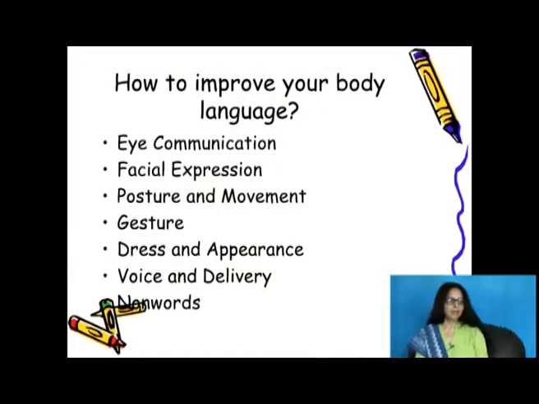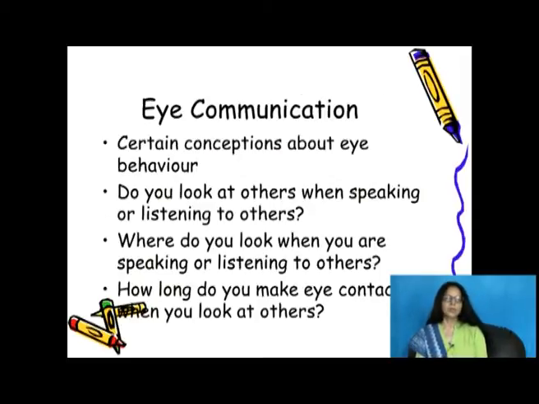We will look at eye communication, facial expression, posture and movement, gesture, dress and appearance, voice and delivery, non-words, and paralanguage. So, let's begin with eye communication. First of all, we need to check certain conceptions about eye behavior. First of all, I need to ask you, do you look at others when you're talking to them or listening to them? Where do you look at all at people when you're speaking or listening to them?